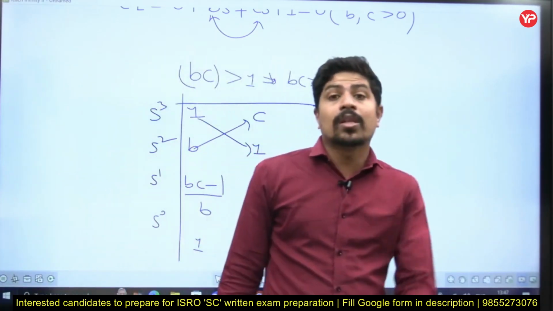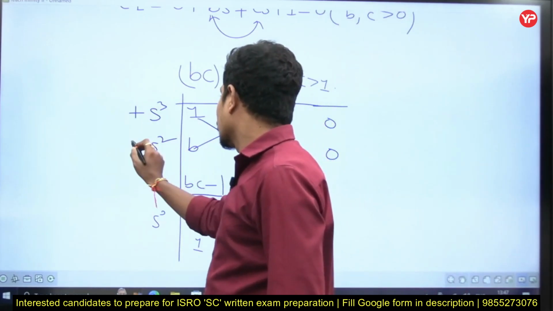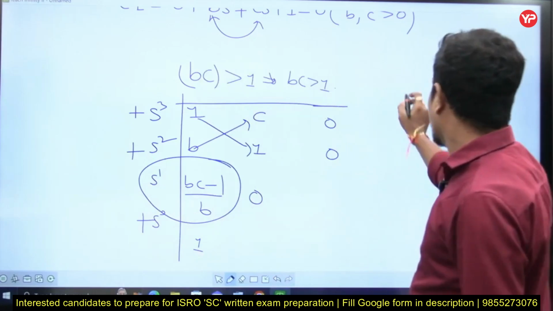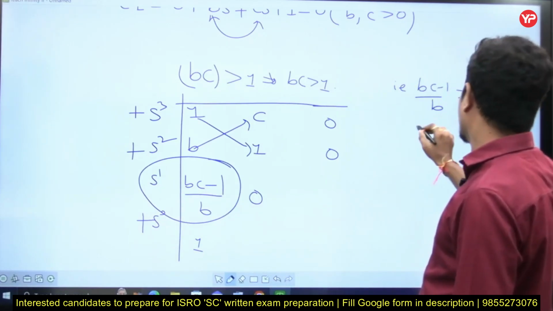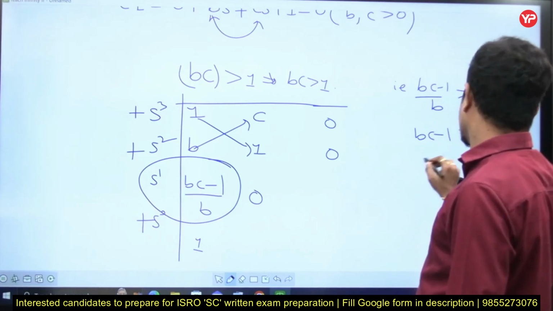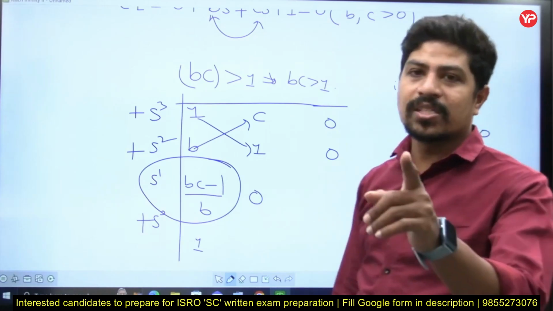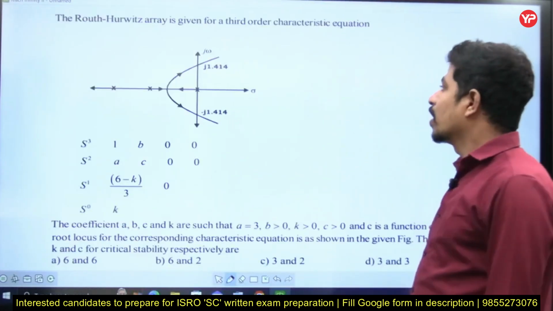For a system to be stable, there should not be any sign changes in the first column of the Routh array. This is plus, this is plus, this is plus. Now this also needs to be plus. That is, BC minus 1 by B must be greater than 0. So BC minus 1 must be greater than 0, so BC must be greater than 1 is the condition for the system to be stable. Let's move to the next question.